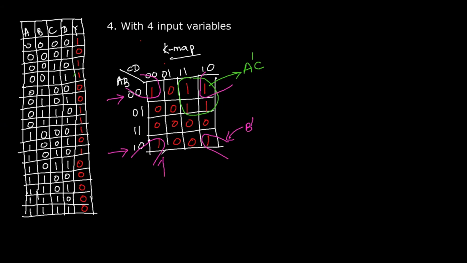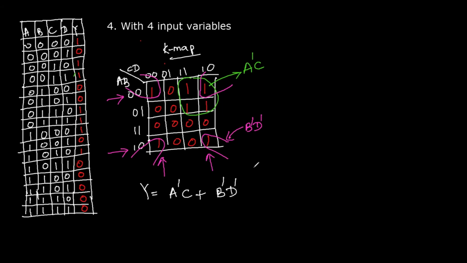And when you look at this particular column, you see that you have not C, D prime. You have D prime over there. So finally, we have simplified this as much as possible to get the Boolean expression A complement and C, or complement of B and complement of D.